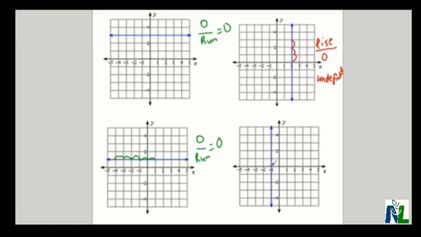The same with the one here. We have rise, but we have 0 for the run. So when we have any rise over 0 run, we can't divide by 0. We can't have 0 in the denominator of a fraction. So that gives us an undefined slope.